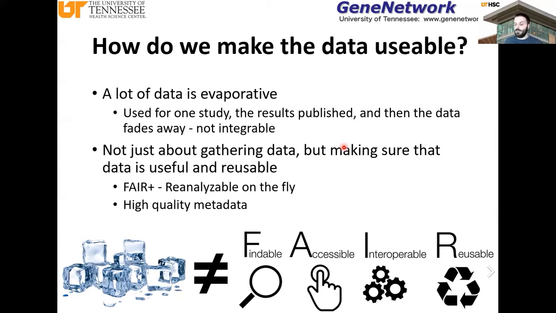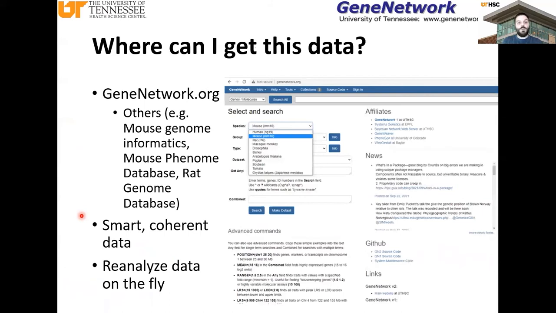We want anyone to be able to use that data at any time. And all of this depends on gathering high quality metadata. I want to be able to go back to your data in 50 years' time and know exactly what you did and what you measured. One way you can do this, and where we can get this data, is using GeneNetwork. There are many other sources of genetic data in model systems, but I'm going to talk to you about GeneNetwork. You've seen it up here in all of my slides.